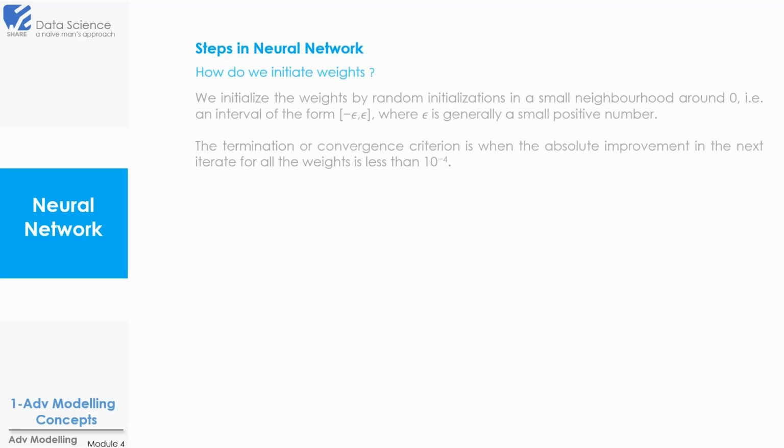Now the next question is, how do we initiate the weights? We initialize the weights by random initialization in a small neighborhood around 0. That is an interval of the form minus epsilon to plus epsilon, where epsilon is generally a small positive number. Then the termination or convergence criterion is when the absolute improvement in the next iterate for all the weights is less than 10 raised to the power minus 4.